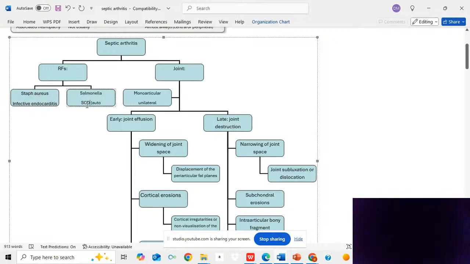However, in sickle cell anemia, septic arthritis is usually caused by salmonella. Why? Because sickle cell anemia leads to autosplenectomy, and autosplenectomy increases the susceptibility to infection by capsulated organisms such as salmonella. So salmonella is the causative organism of septic arthritis in sickle cell anemia patients. However, Staph aureus is the causative organism in infective endocarditis patients.